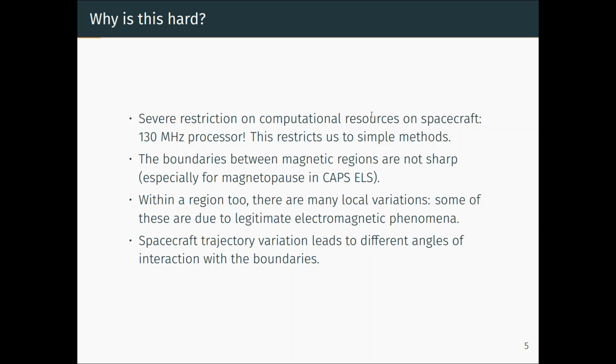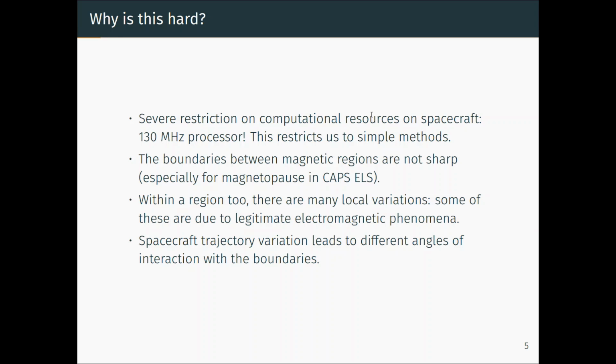Why is this problem so hard? The biggest constraint is a severe restriction on the computational resources on the spacecraft. This restricts us to simple methods. The boundaries between magnetic regions are not sharp. This is especially evident in the magnetopause transitions in the CAPS ELS data.